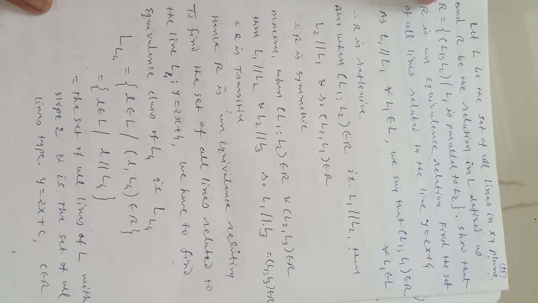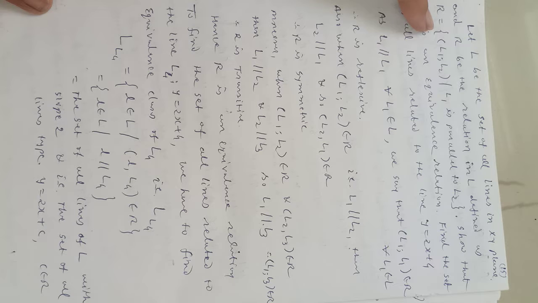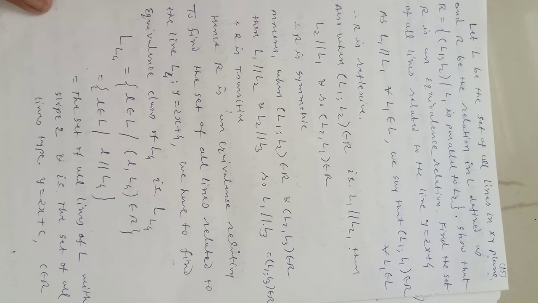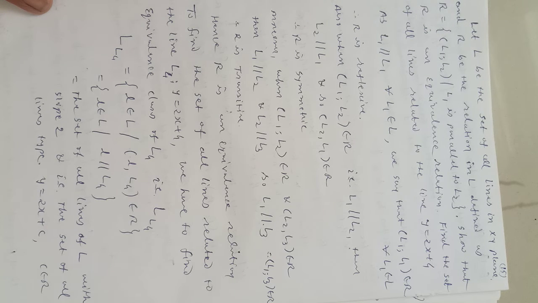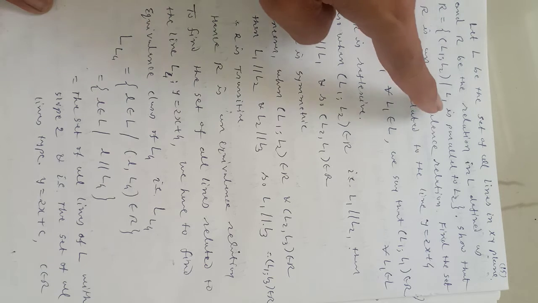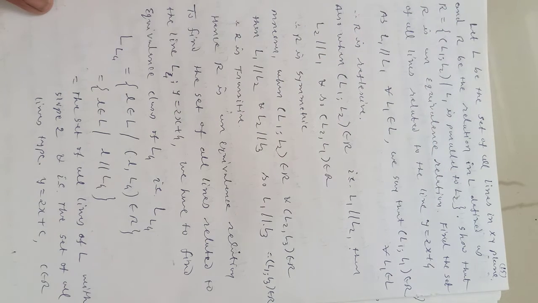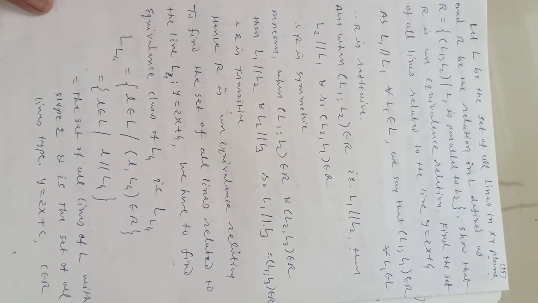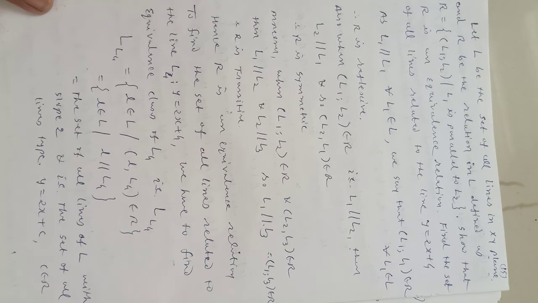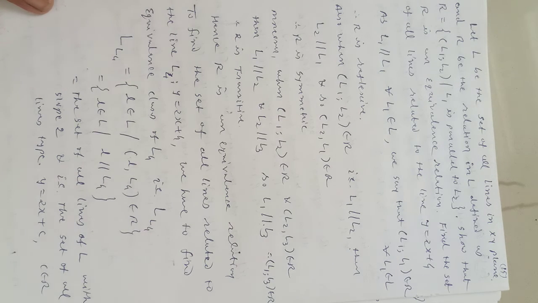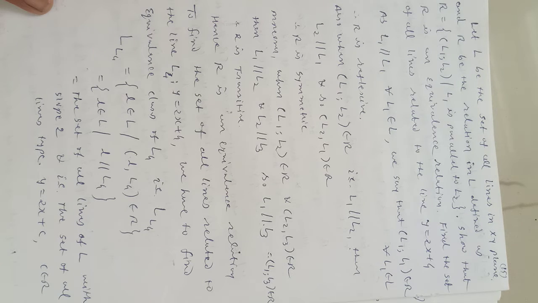How is it defined? R equals, in curly brackets, the ordered pair (L1, L2) such that L1 is parallel to L2. The important thing here is that L1 is parallel to L2, not perpendicular. Show that R is an equivalence relation, and then find the set of all lines related to the line y equals 2x plus 4.